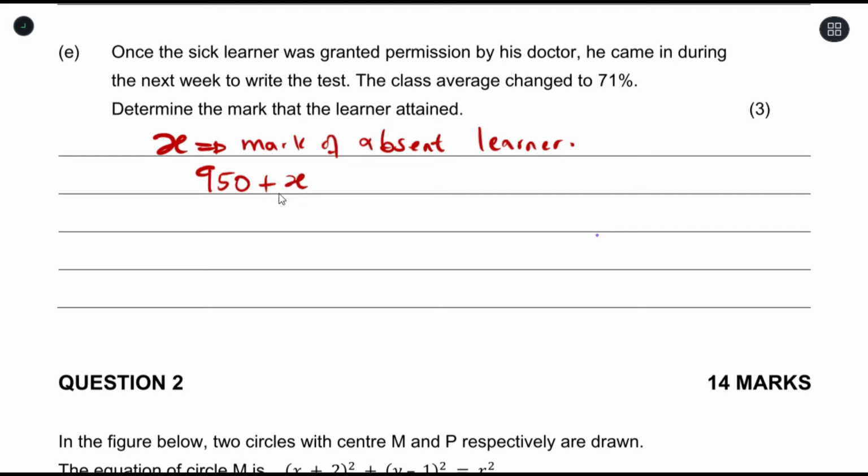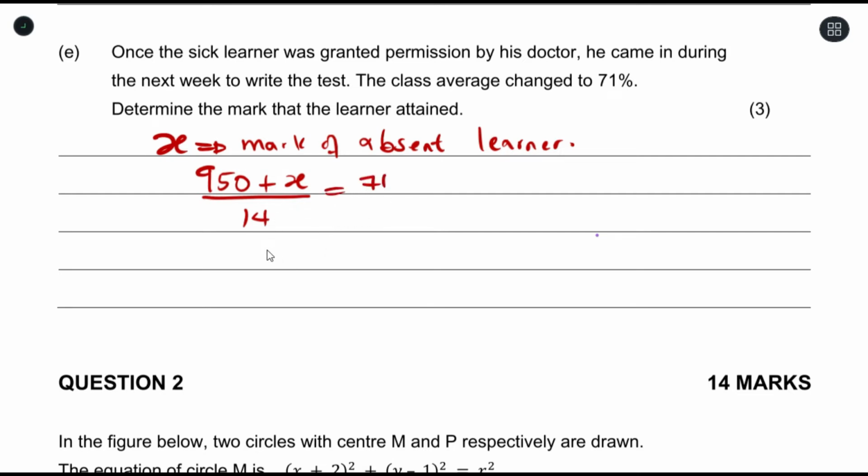Now, plus X over 14. The reason I'm doing this is because I'm trying to get the mean. To get my mean, I need to add the marks of all 14 learners. This 950 is for the 13 learners that we already calculated, and this X is for our learner that was absent. Now we have to divide by the total number of learners, which is 14, and it should equal 71, right?